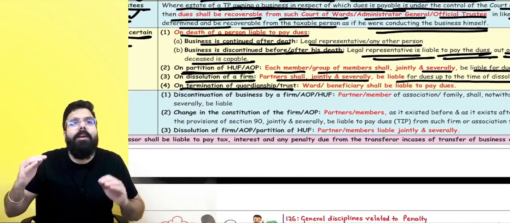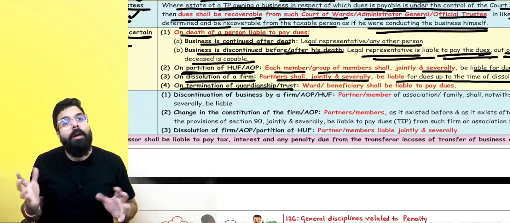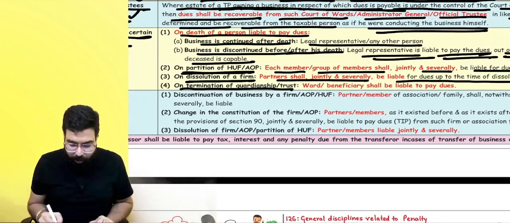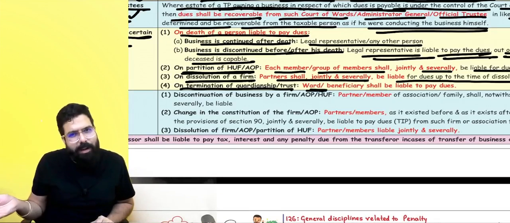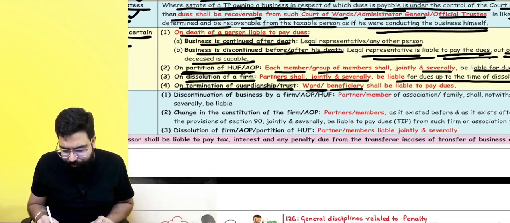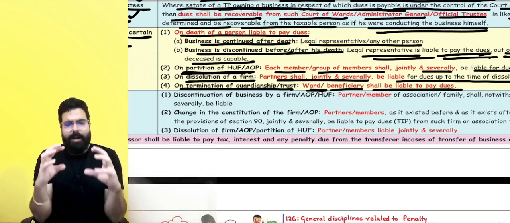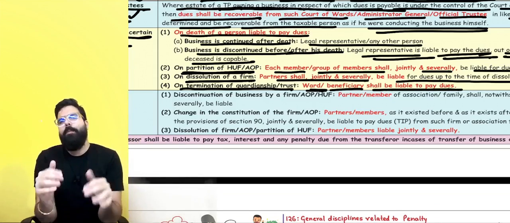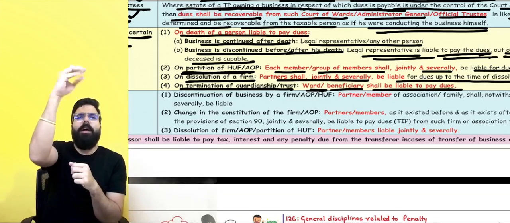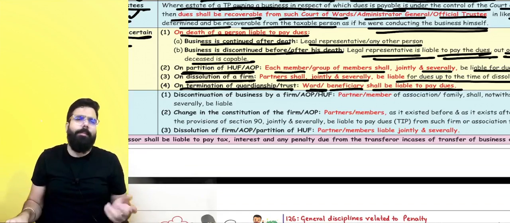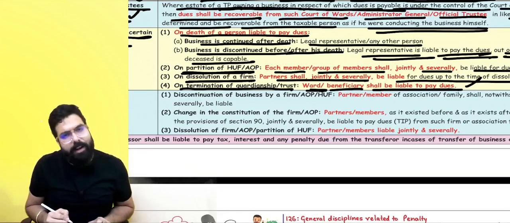Sir, there was a guardian for a minor. The minor became major and the guardianship terminated. Who will pay the dues? Basically, the person who was the minor or the beneficiary shall be liable to pay the dues. So there was a guardian taking care of a minor. Now the minor became major and the guardianship got cancelled. Now who will be liable to pay the dues? The ward or the beneficiary will be liable to pay the dues.